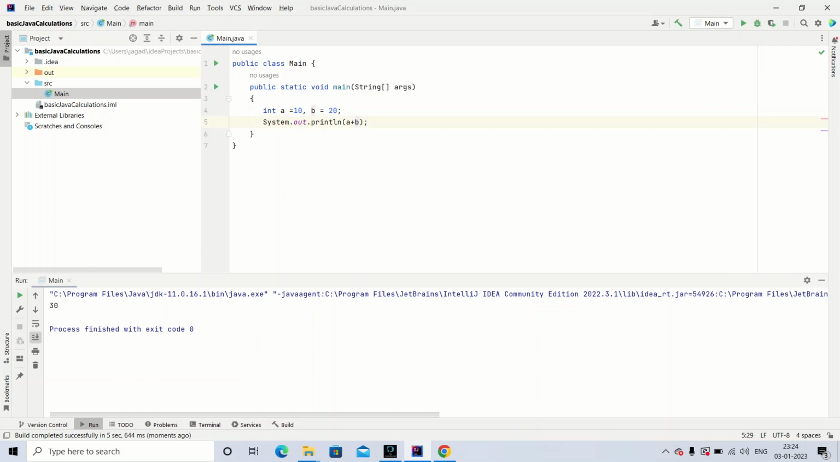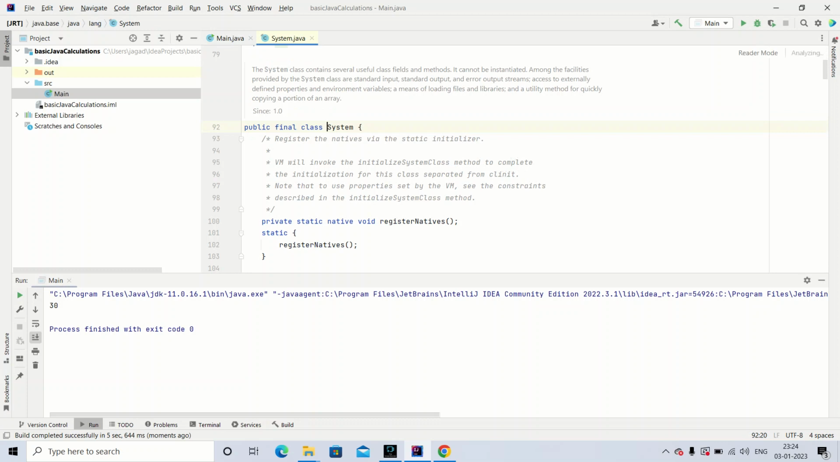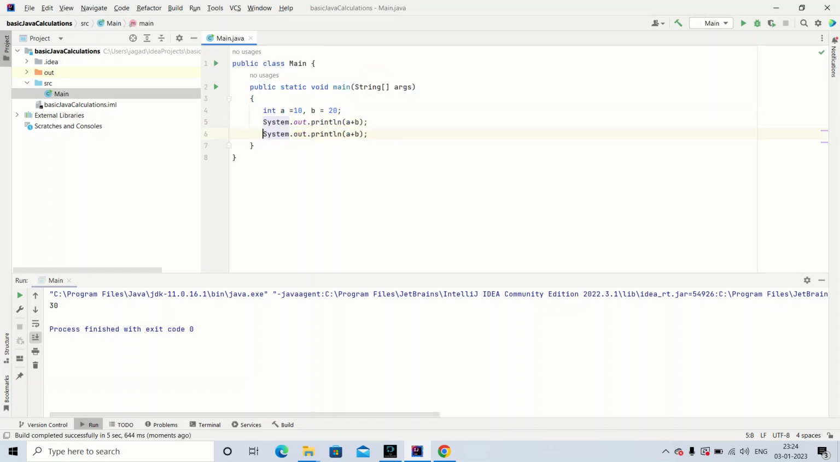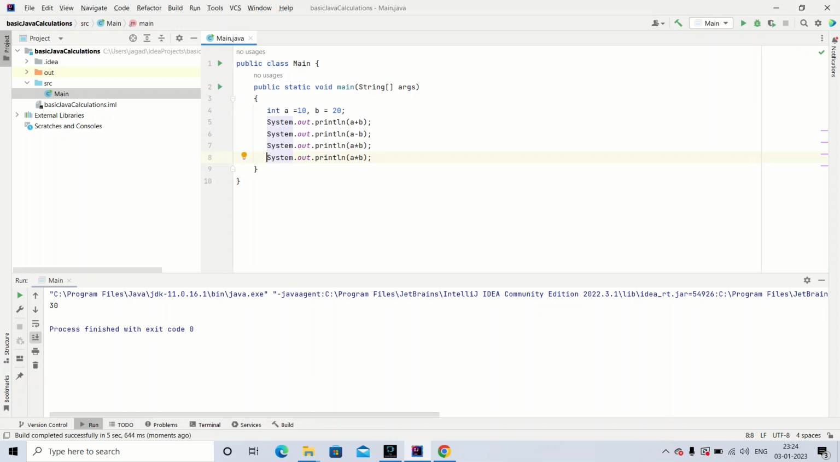So let's subtract, a minus b. Let's add this subtraction. Then a minus b, multiplication a into b, division a by b, modular division a percent b.